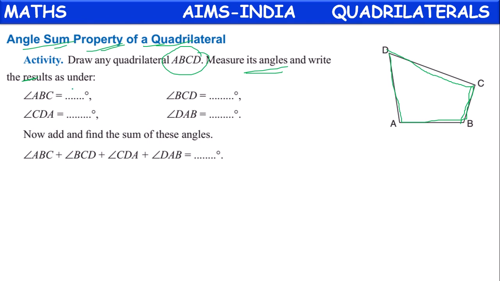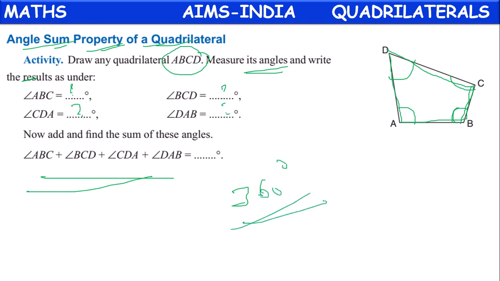And write the results. ABC, this angle B, how much have you measured? BCD, how much have you measured? CDA, DAB, how much have you measured? Those 4 angles you measure, children, and try to calculate their sum. You will find that their sum is 360 degrees.